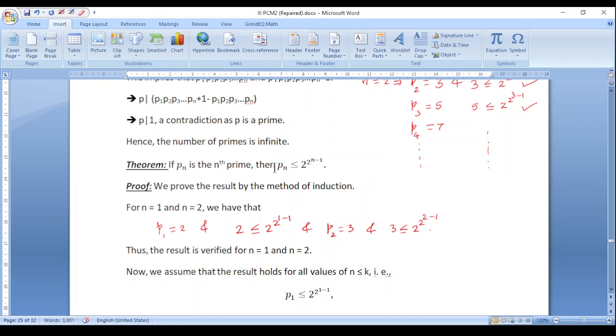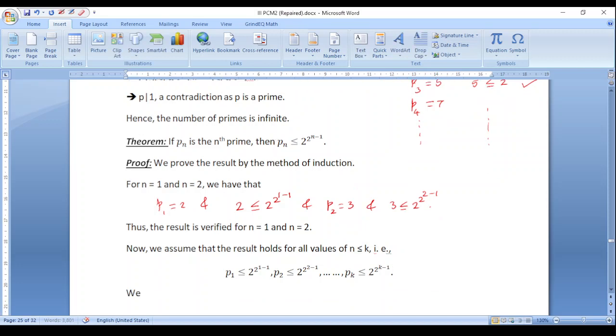Okay. Then we are going to take p2 less than or equal to 2 to the power 2 minus 1. Okay. And so on. We assume that pk is going to be less than or equal to 2 to the power k minus 1. Okay, so this is what we are going to assume now, and we now prove the result for n equals k plus 1.